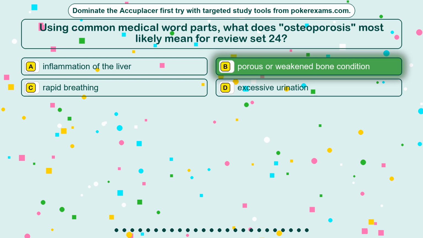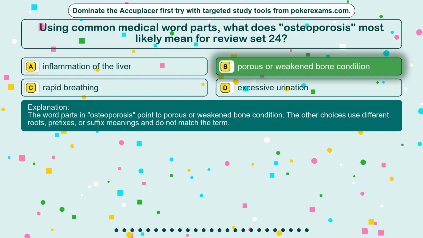The correct answer is option B. Porous or weakened bone condition. The word parts in osteoporosis point to porous or weakened bone condition. The other choices use different roots, prefixes, or suffix meanings and do not match the term.